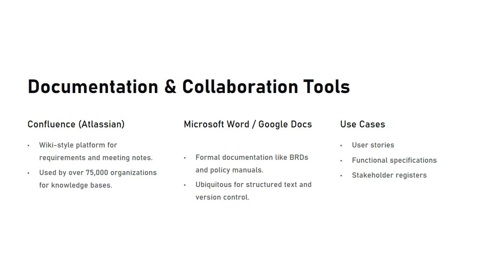Microsoft Word and Google Docs are widely used for formal documentation such as business requirements documents, BRDs, and policy manuals, offering structured text editing and collaborative features. Common use cases for these tools include capturing user stories, drafting functional specifications, and maintaining stakeholder registers. These platforms ensure traceability and support collaboration, helping BAs organize project artifacts and keep teams aligned throughout the project lifecycle.